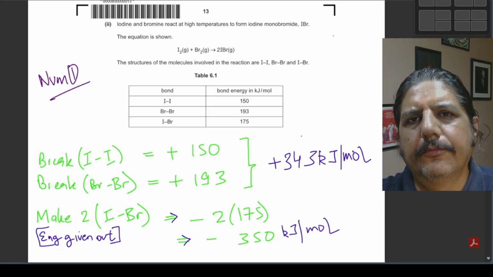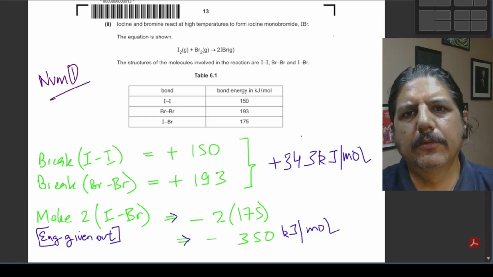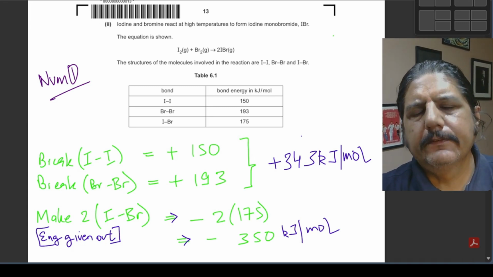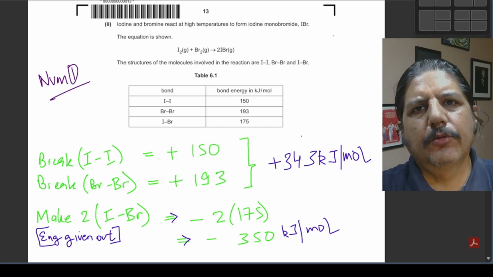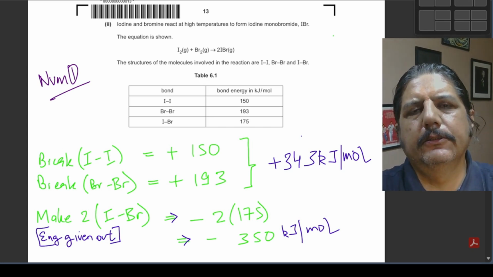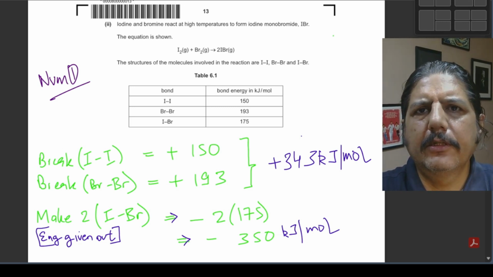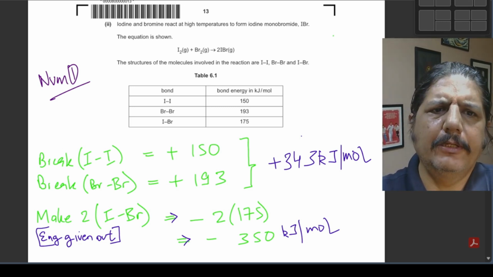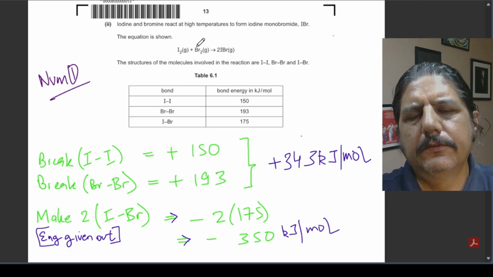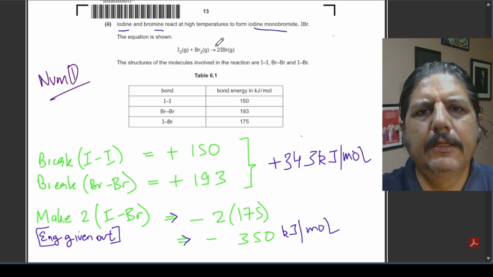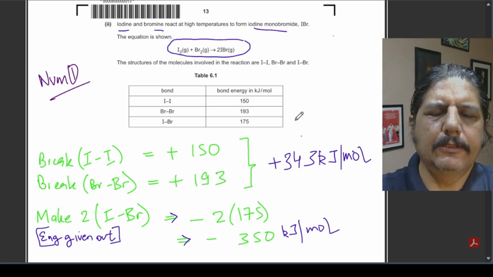Looking at a few enthalpy reactions now, where we have to calculate the enthalpies, and more or less in every chemistry paper, this question comes. So it's a pretty important and a fairly easy topic that you can prepare for the exams. I'll be doing 3 to 4 numericals. Let's start. So iodine and bromine react at high temperature to form iodine monobromide. This is a reaction which is shown with the structure of the molecules, and this is the bond energy.